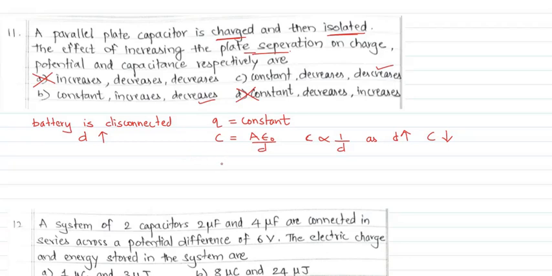Now potential we are required to find. C is equal to Q by V, so V is equal to Q by C. Q is constant, so V is inversely proportional to C. Above we have seen C is decreasing. So as C decreases, V increases. So V has to increase, so C is not the answer. Our answer is option B. Clear, students? Next, 12th one.